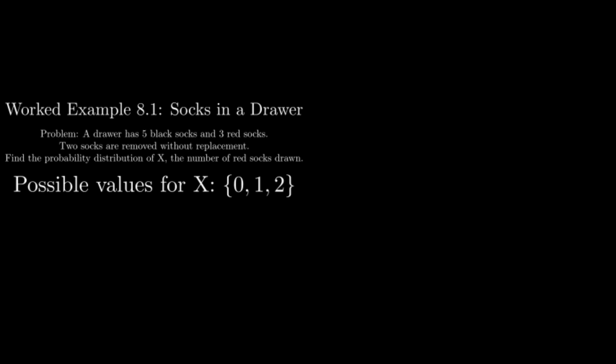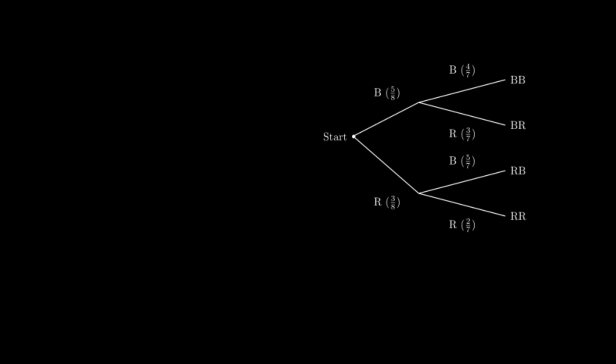To find the probabilities for each of these values, a tree diagram is an excellent tool. It helps us visualize all the possible sequences of draws and calculate their probabilities. Let's draw it out. We start with 8 socks in total, 5 black and 3 red. The probability of the first sock being black is 5/8 and red is 3/8.